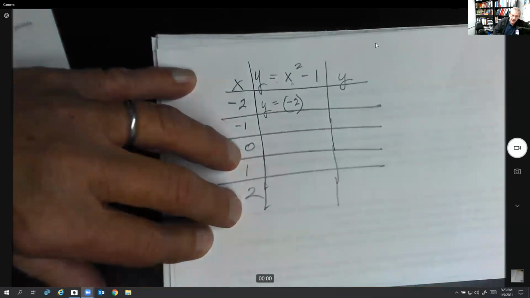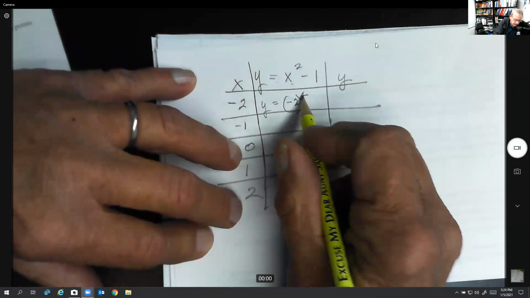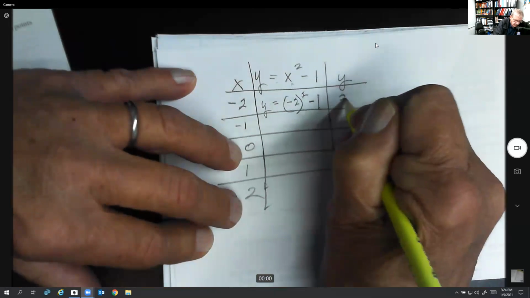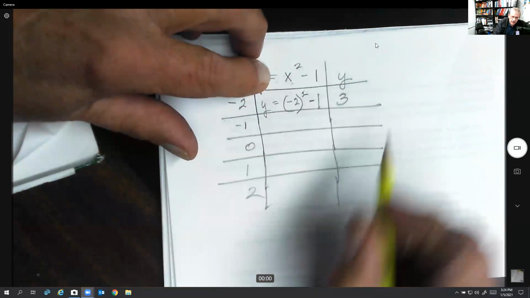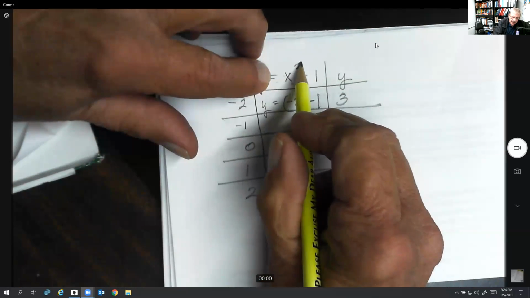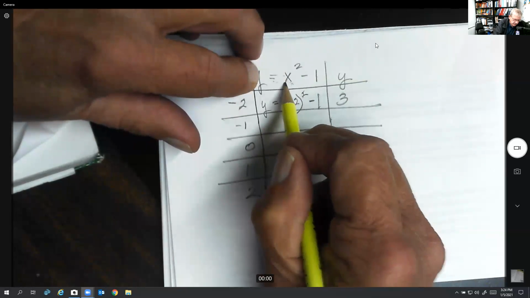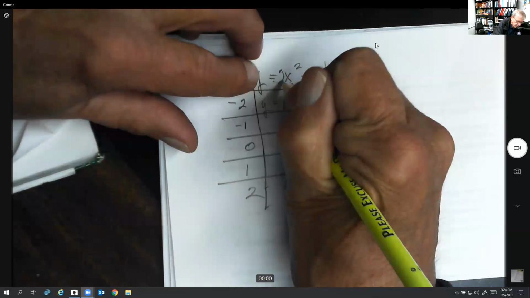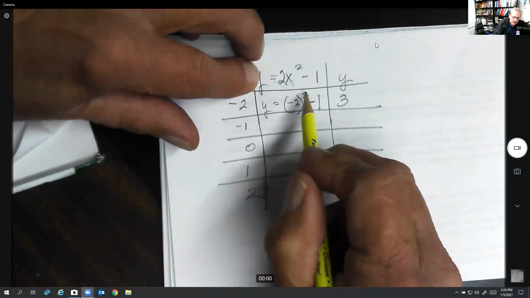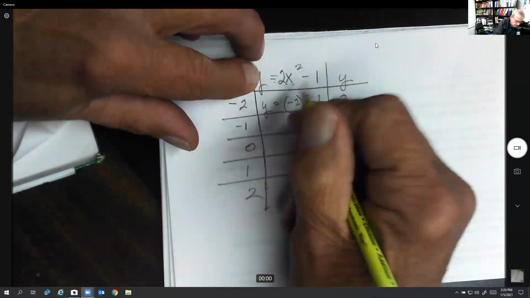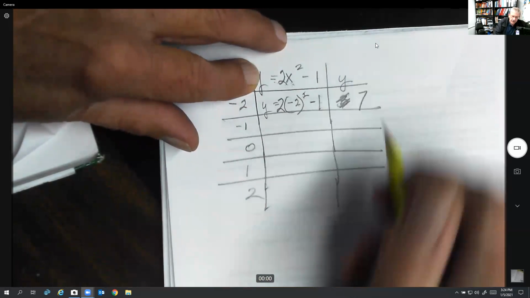We're going to substitute a negative 2 for the x, and that'll give us negative 2 squared is 4, take away 1 is 3. Now, if there's a number in front of this, like 2x squared, you're going to substitute for the x squared, then you're going to multiply it by the 2 if there's a number in front. Let's change this problem to 2x squared minus 1 so you can see. So this is going to be negative 2 squared, which is 4, times 2 is 8. Minus 1 will now give us 7.